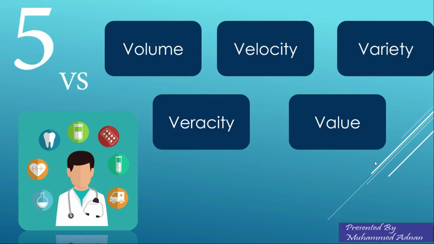Variety refers to the various data types, such as structured, semi-structured, and unstructured data. Examples include Excel records, log files, and X-ray images. Accuracy and trustworthiness of the generated data is termed as veracity. Analyzing all this data will benefit the medical sector by enabling faster disease detection, better treatment, and reduced cost. This is known as the value of big data.